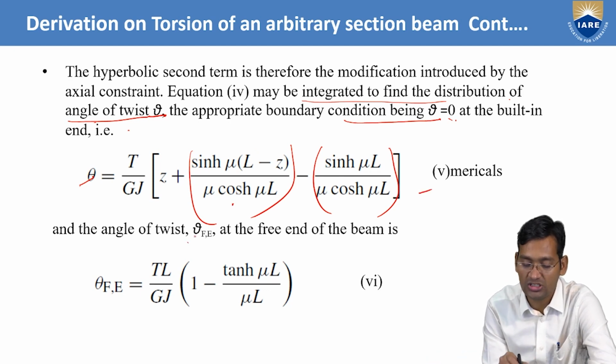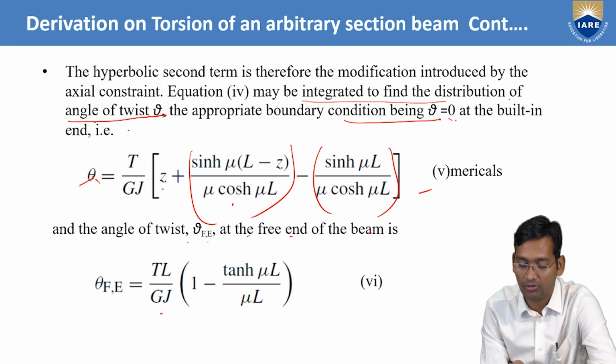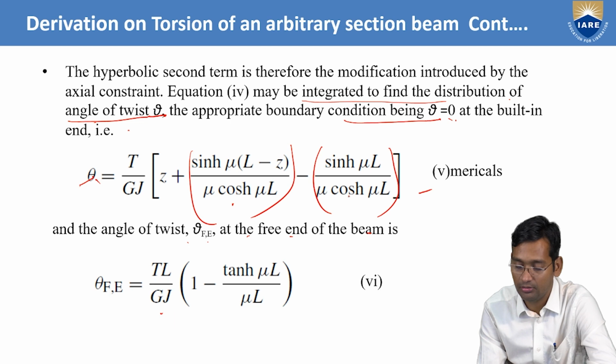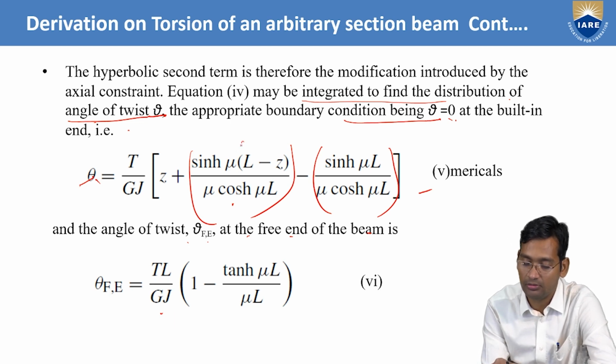And the angle of twist θ at the free end of the beam is T by GJ, where z becomes L. So now this will be sinh μL by μ cosh μL, and this term will be what?